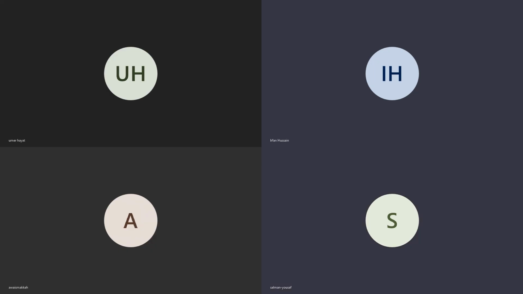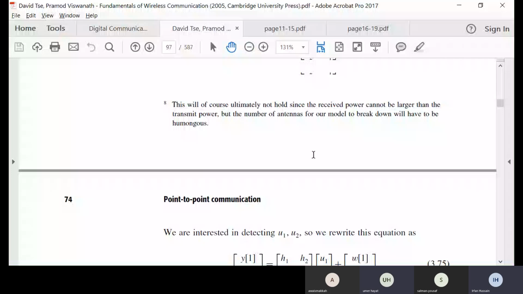Can you all see the book? The book is not shared, so I will try again, sir. It has come, it has come.